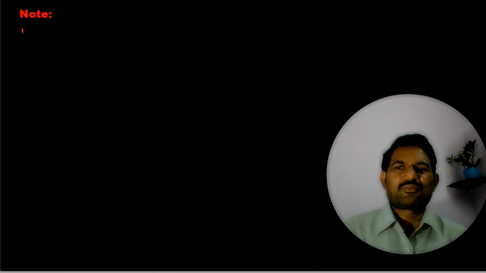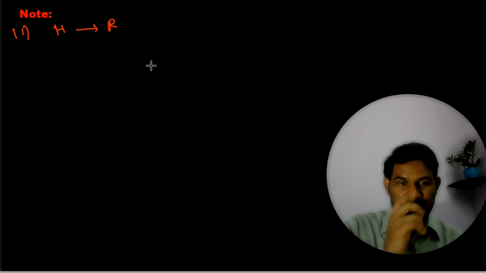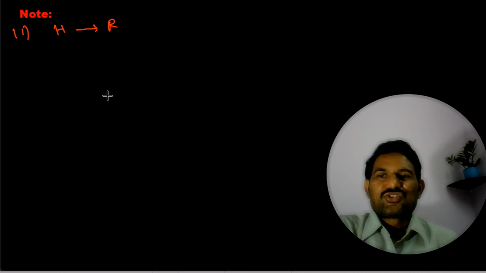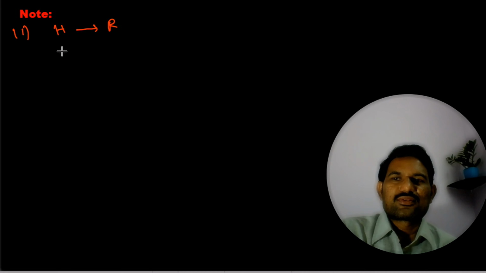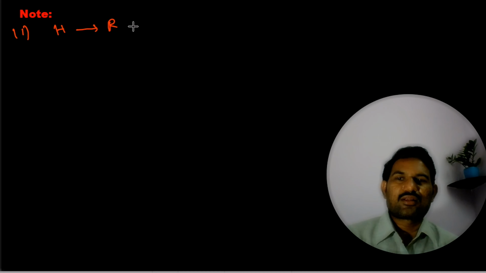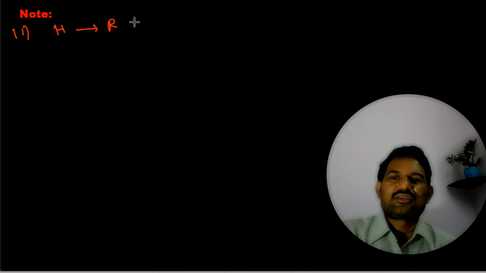Next, let me mention a note here. Suppose H is the amount of heat energy produced in a resistor R in a given time interval. So mention that: let H be the amount of heat energy produced in a given resistor, in the resistance R, in the given time interval T.